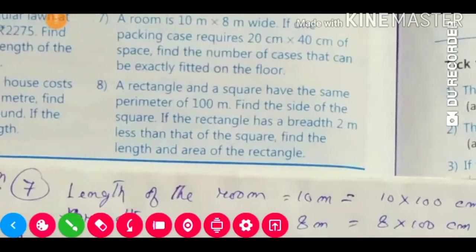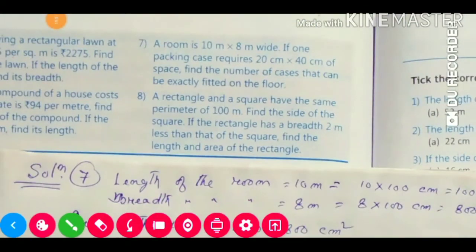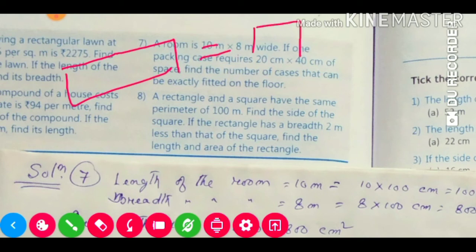Question number 8. A rectangle and a square have the same perimeter. Whatever the perimeter of this rectangle, the same will be the perimeter of the square. It is given in the question. It is equal to 100 meter. Both perimeters are equal to 100 meter. Find the side of the square. So we need to find the square side.